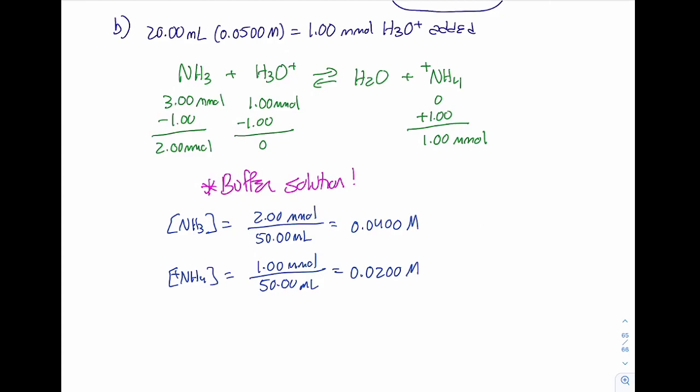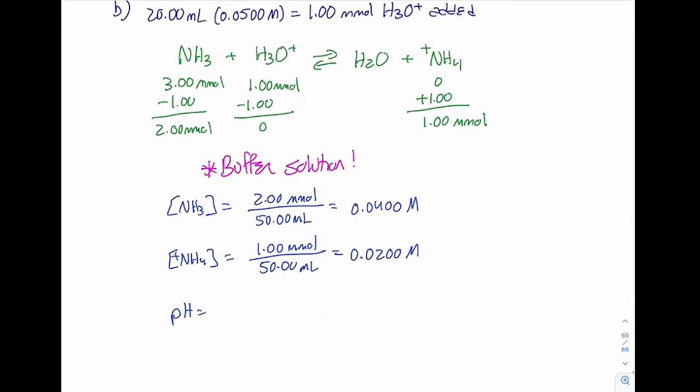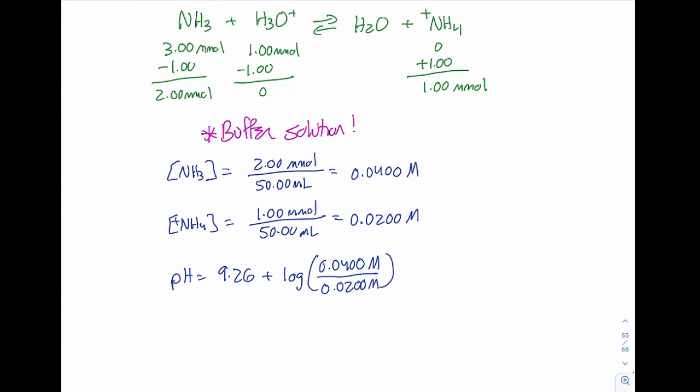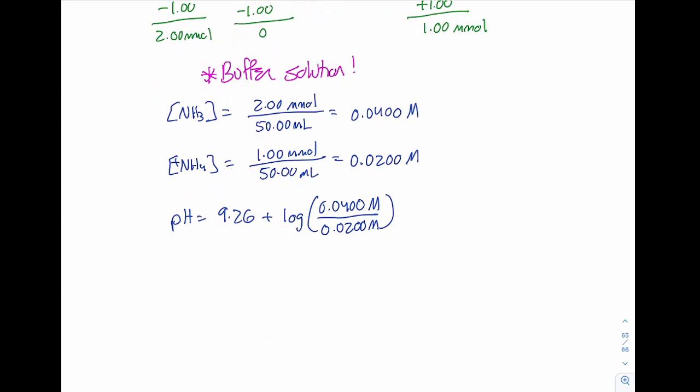I'm now going to plug those into my Henderson-Hasselbalch equation. So my pH is going to equal my pKa, which we calculated up here to be 9.26, plus the log of the base component over the acid component. And then again, please make sure you do that division first. And I got my pH to be 9.56.